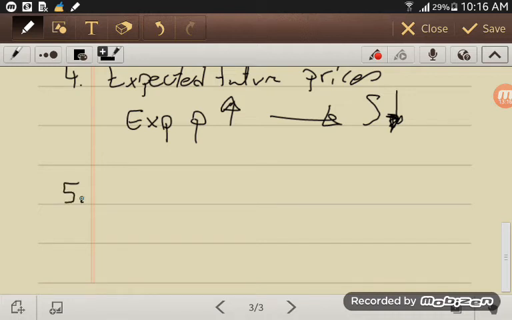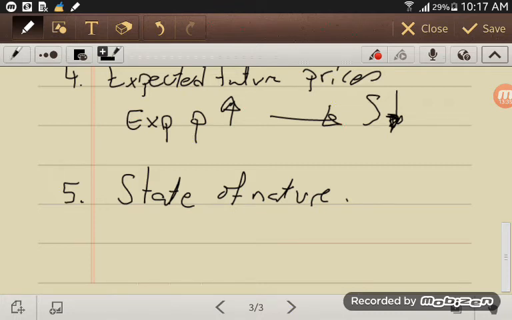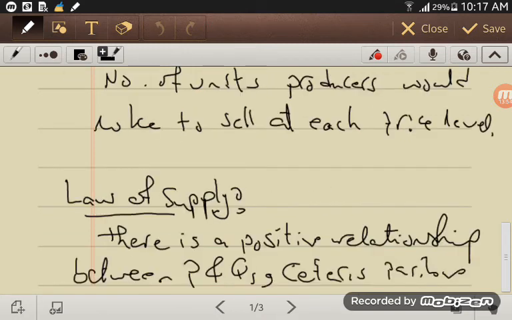Factor number 5, state of nature. State of nature is related to wars, volcanoes, earthquakes. If any of them is going to increase resources, supply of a product is going to increase. If it is going to decrease or deplete the resources, supply will decrease.